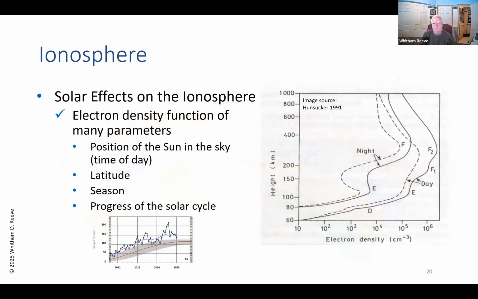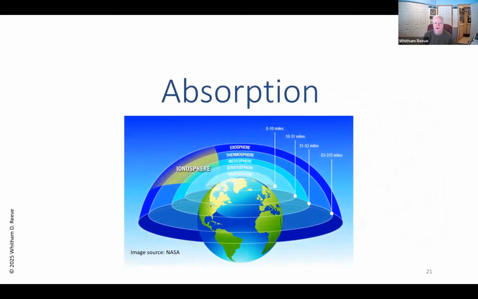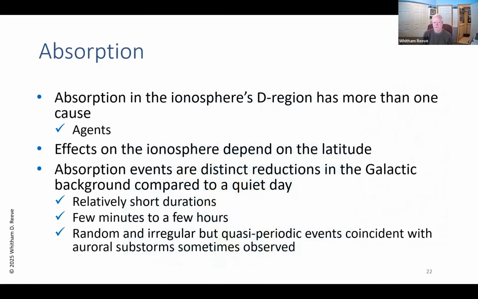There are a lot of things that affect the electron density: the position of the sun in the sky, the latitude, the season of the year, and the progress of the solar cycle. So all of those parameters really complicate the actual application and use of a riometer. Now, as far as the absorption goes, the reasons for the absorption are called agents, and there are three primary agents that lead to absorption in the D region, and I'll describe those in just a second.